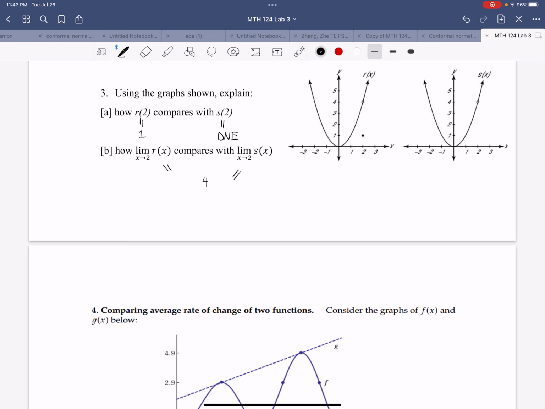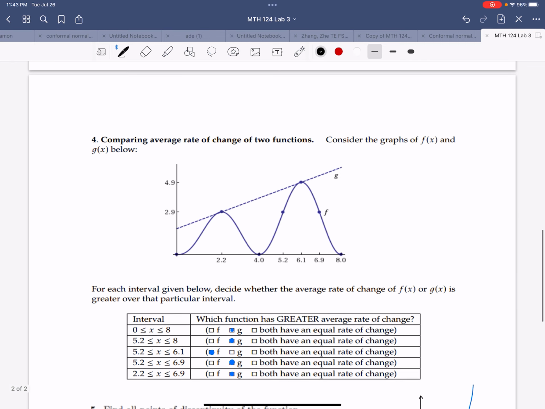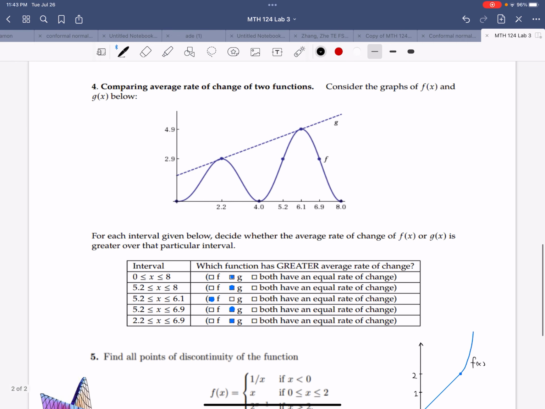But the limits both exist, right? For the limit, you take the left limit and the right limit here, and both give you the number 4, right? So 4 is the limit of R(x) and S(x) as x approaches 2. That's question 3.